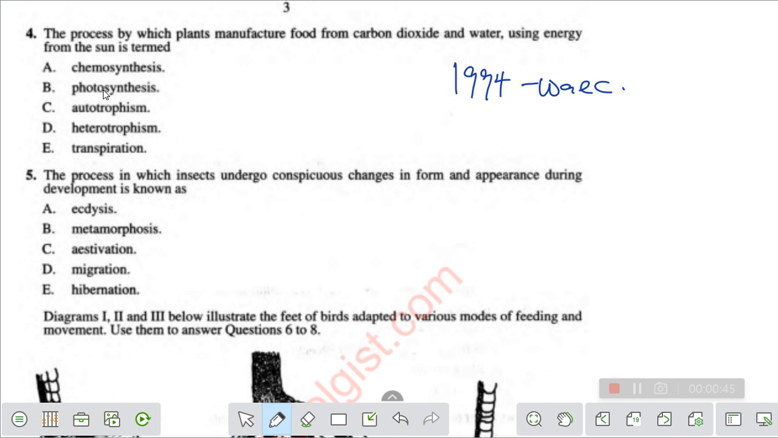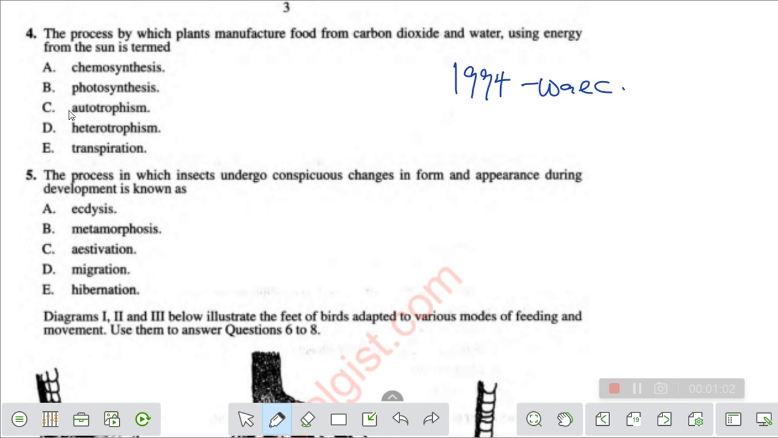Why photosynthesis? You hear the word photo. Biology is simple, just know what it means. Photo is light. Photo means light. So it means the process by which plants manufacture food from the energy from the sun. So it means option B is the right answer.